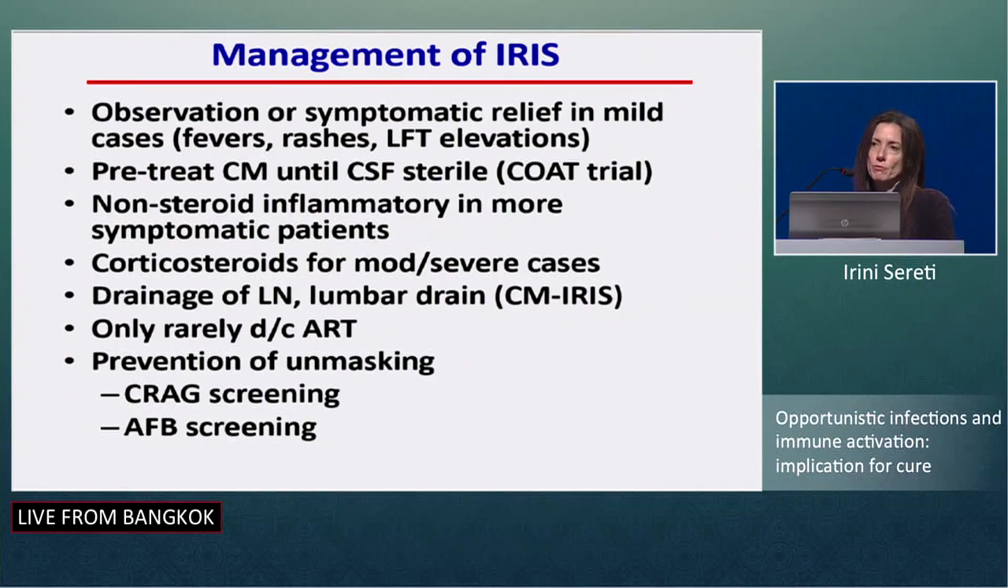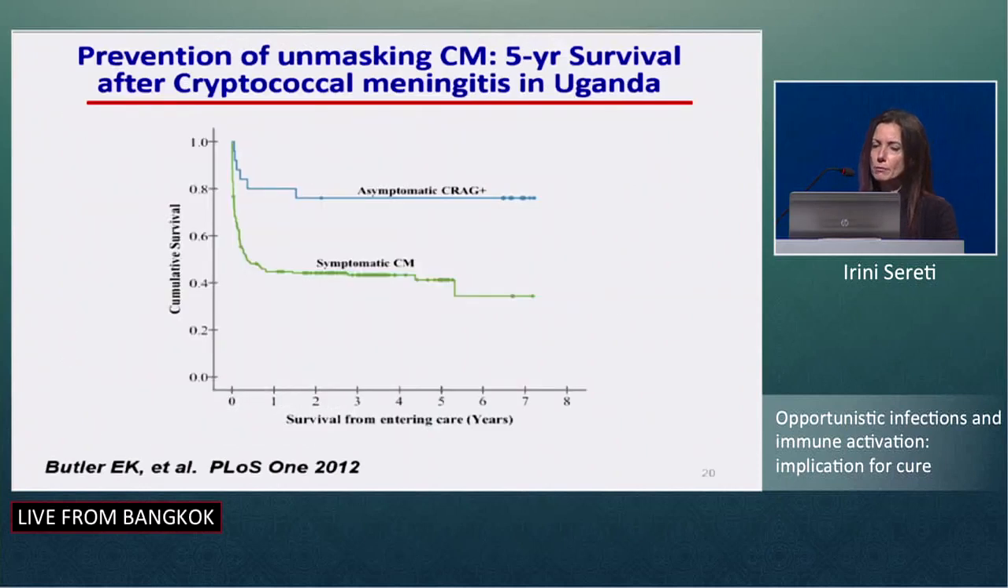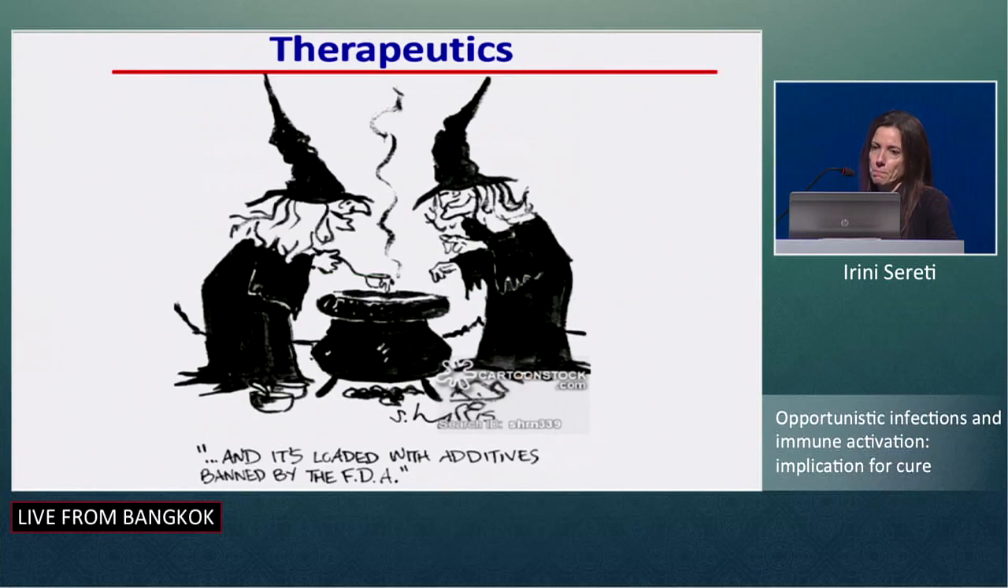And then for prevention of unmasking IRIS, I think screening for opportunistic infections in immunocompromised patients prior to starting therapy, based on the prevalence of the infection in an area, either screening for tuberculosis or cryptococcus, might be very helpful. And these are some data actually showing how the survival improved after cryptococcal meningitis in Uganda when they were treating patients who had asymptomatic CrAg positivity versus symptomatic cryptococcal meningitis. So a simple measure that really even led to improvement in survival.